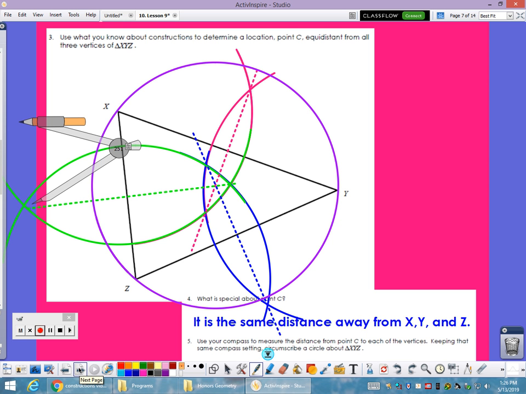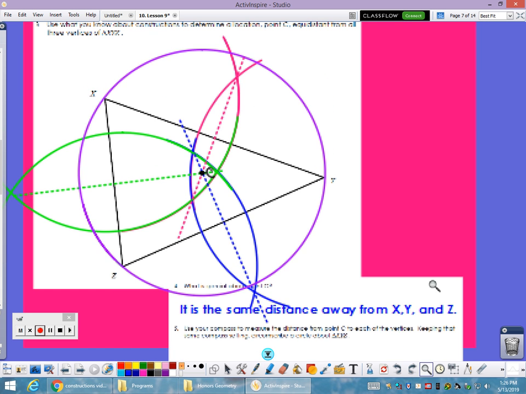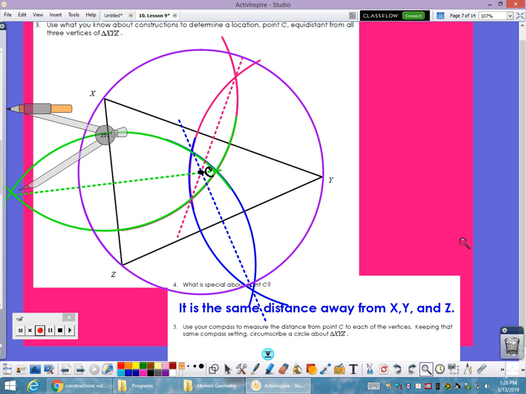So that's all the work, and I want to label that point C. That is the center, the circumcenter. Do I have any writing down here? I do not. It just says use your compass to measure the distance from point C to each of the vertices. Well, I know that all the radii in a circle are going to be the same distance, so technically all of those are equidistant, X, Y, and Z.